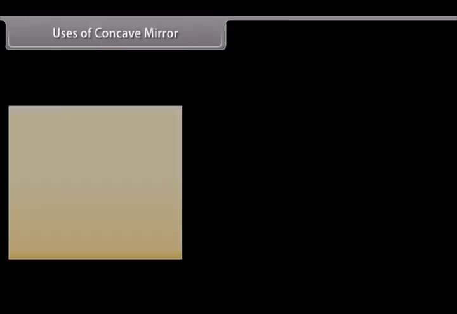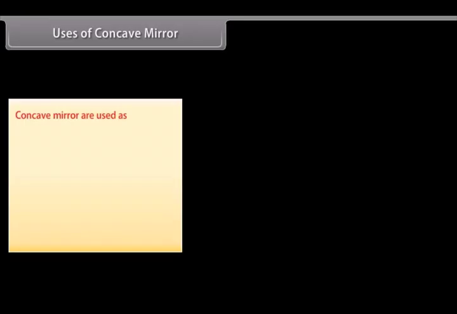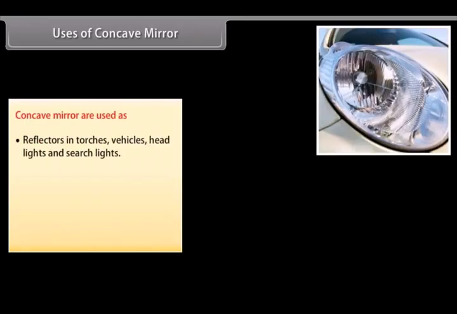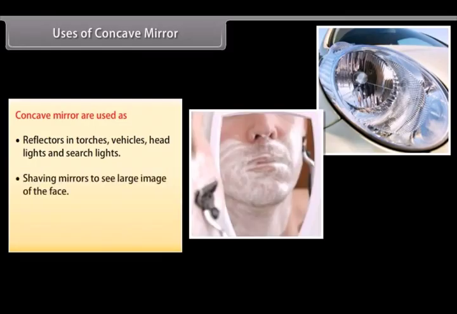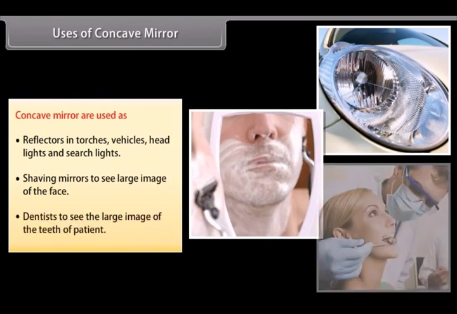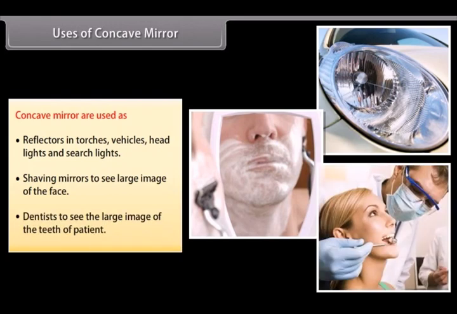Uses of concave mirror. Concave mirrors are used as reflectors in torches, vehicle headlights, and searchlights. They are used as shaving mirrors to see large images of the face. Dentists use them to see large images of the teeth of patients.